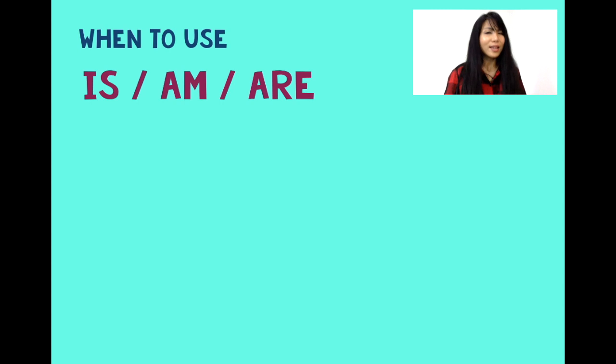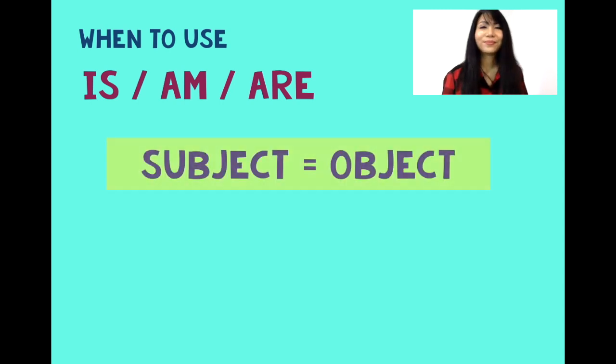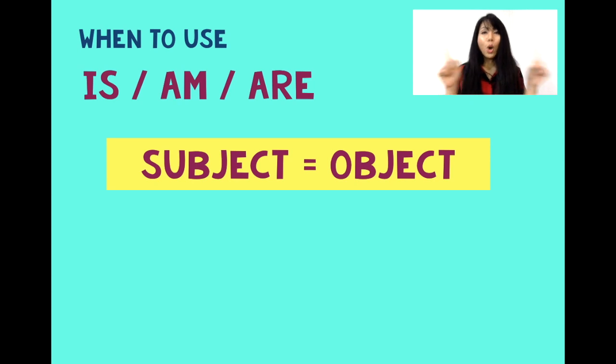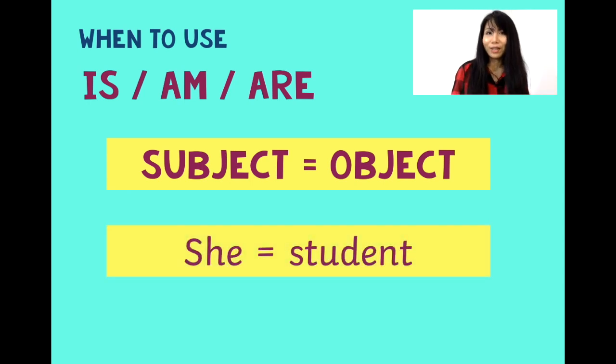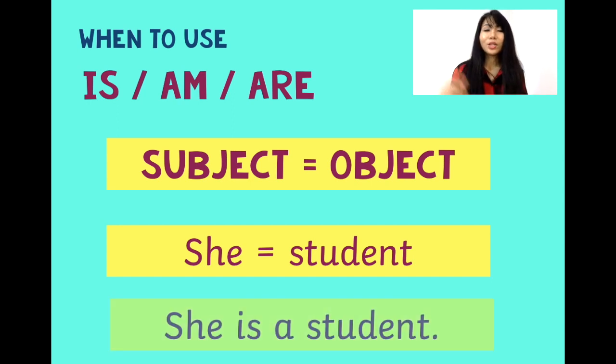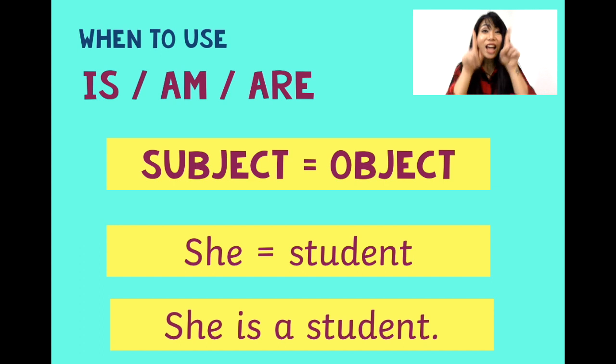When to use is, am, and are. When we talk about subject and object, when they are the same person or the same thing, like she is the subject, right? And student is an object, but she and student, they are the same person. So we can use is because they are equal. So she is a student.